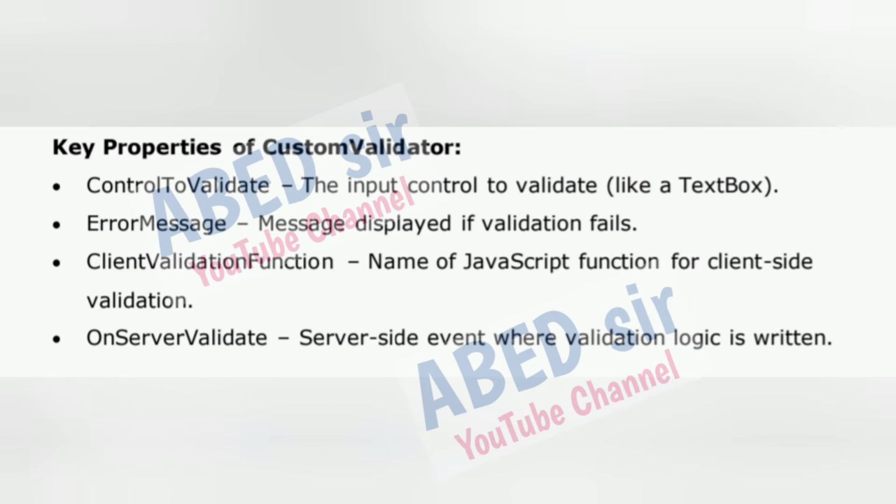Key properties of custom validator. Control to validate, the input control to validate, like a text box. Error message displayed if validation fails. Client validation function, name of JavaScript function for client-side validation. On server validate, server-side event where validation logic is written.